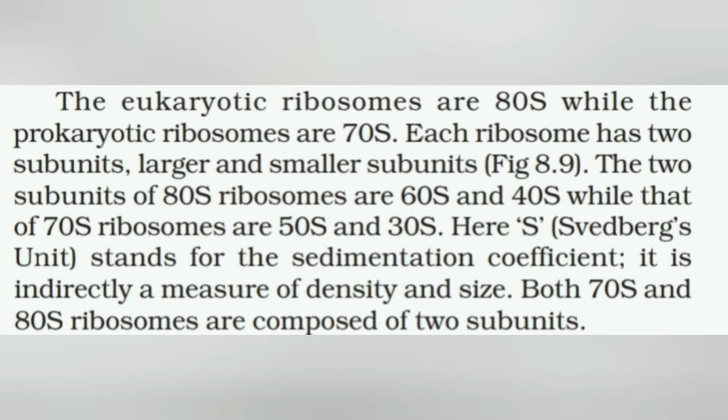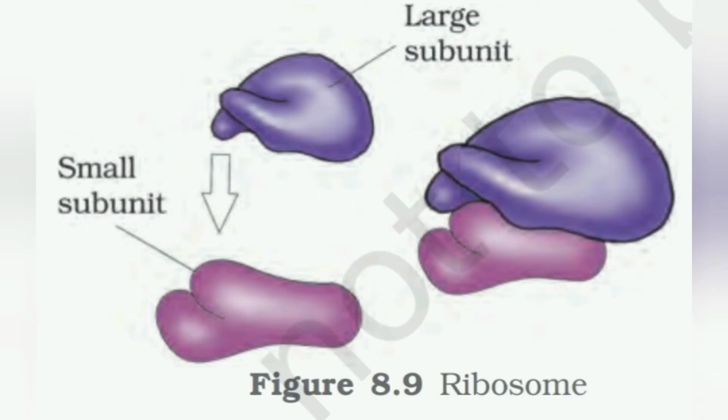Both 70S and 80S ribosomes are composed of two subunits. We have seen that 70S are found in prokaryotes, mitochondria and plastids, while 80S ribosomes are found in the cytoplasm of eukaryotes.